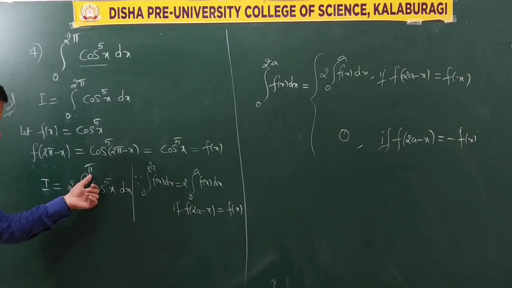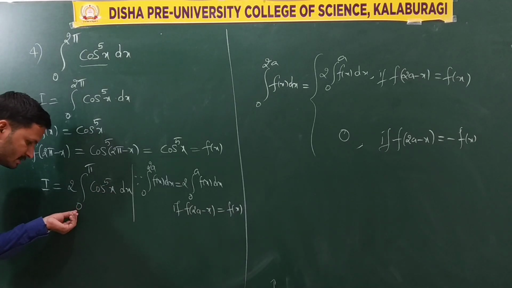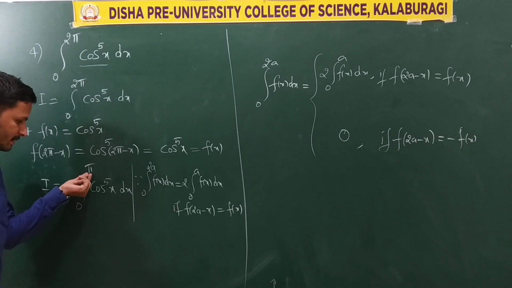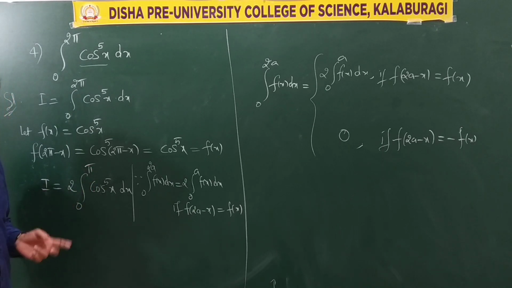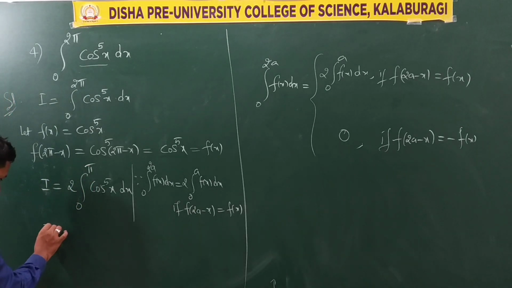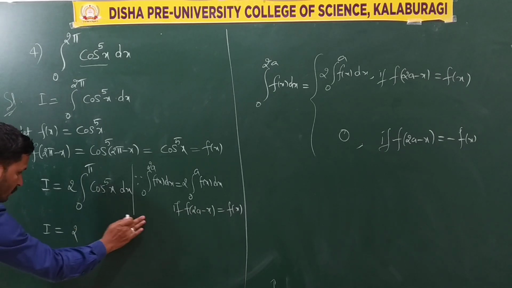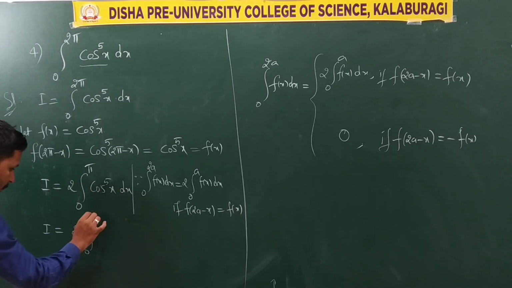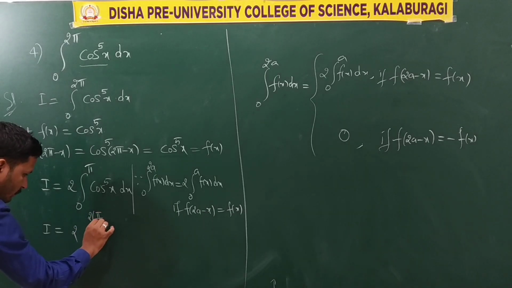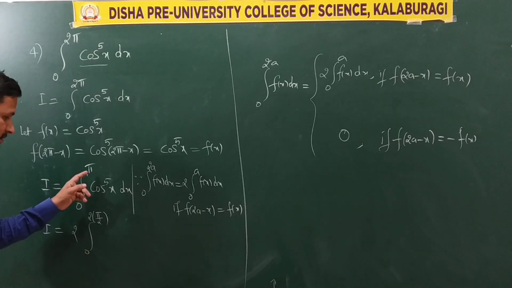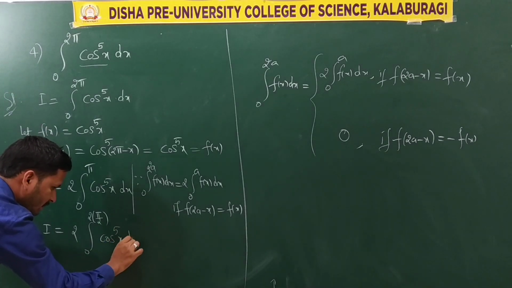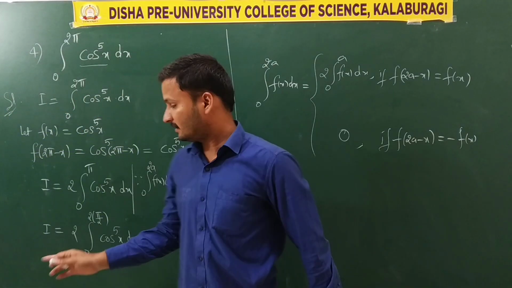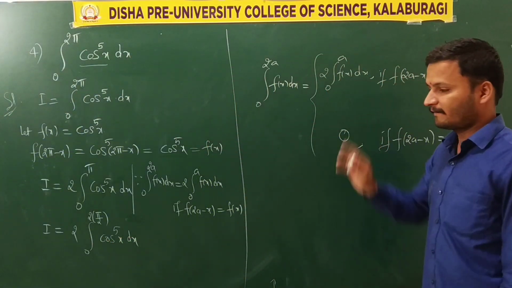Again, now 2 times the integral from 0 to pi of cos raised to 5x dx. See here, there is 0 to pi. How am I going to write this pi? I will write it as 0 to 2 times pi by 2. Let's see why. Now I is equal to 2 times the integral from 0 to, so pi I will write as 2 times pi by 2. So 2 times pi by 2 is again pi. So cos raised to 5x dx. Okay, again here use this property again.